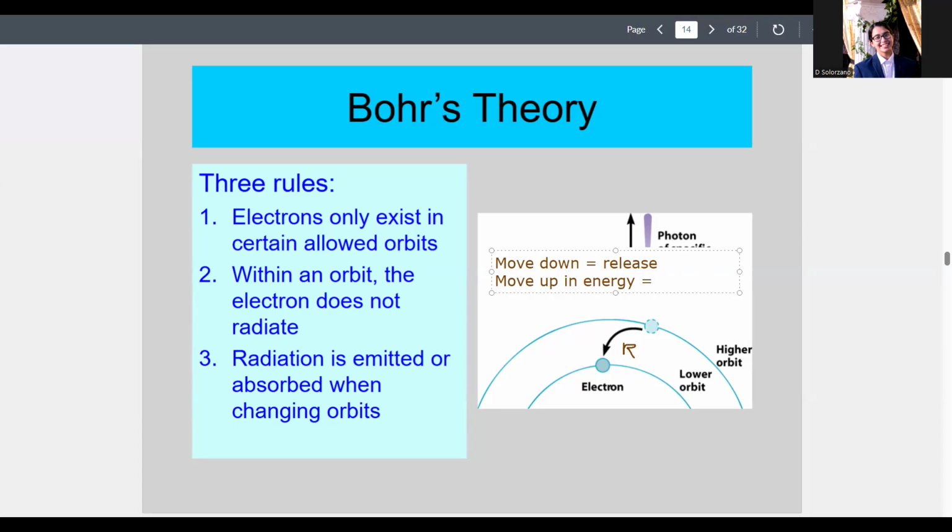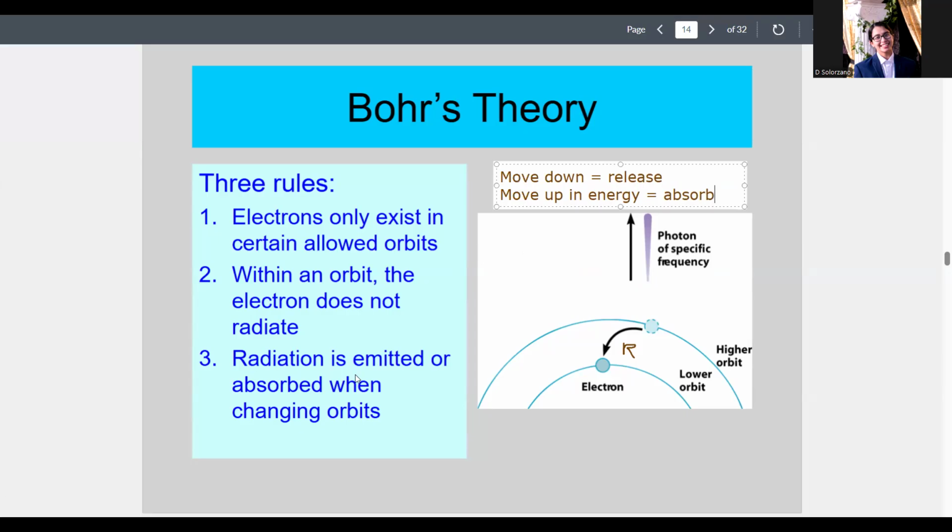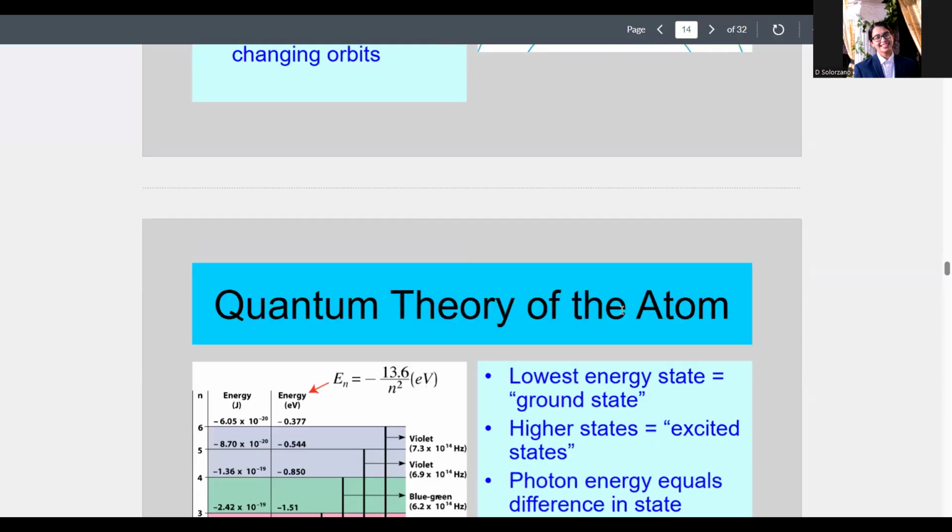Gaining energy means absorb. And when we're moving down in energy, that's where we get our radiation. That's where the spectrum comes from, because each atom or element has its own kind of orbitals, and those orbitals determine how much energy it will release.